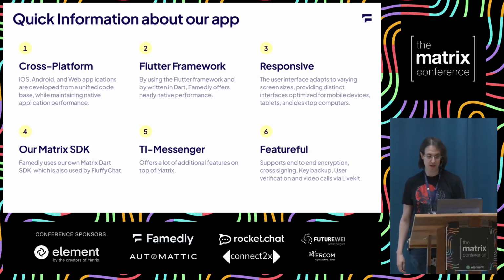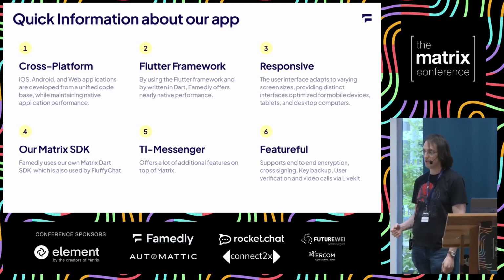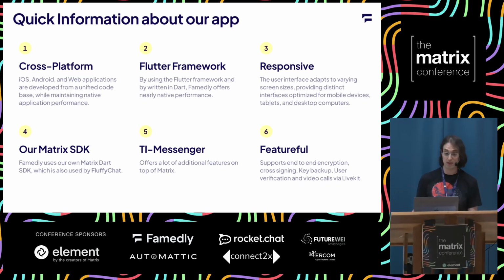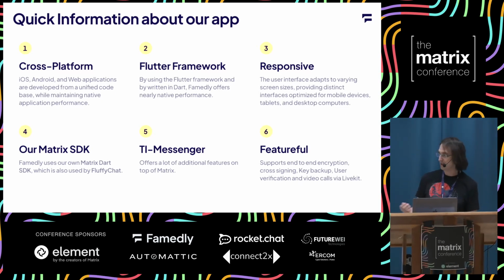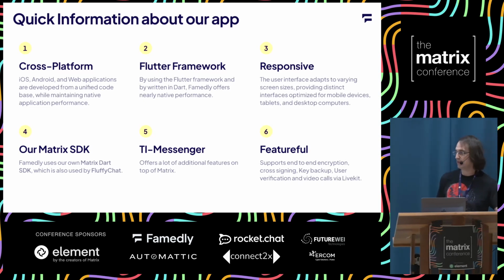We are also developing our own Matrix SDK. We are not using the very, very good Matrix Rust SDK, which everyone should consider first when developing a new Matrix client, because it is really nice, really good. We started in 2019. There, the Matrix Rust SDK did not exist, and also it's not that easy to write Rust bindings for Dart, and even now it's not that easy. So we have developed our own Matrix Dart SDK, in the Dart programming language.